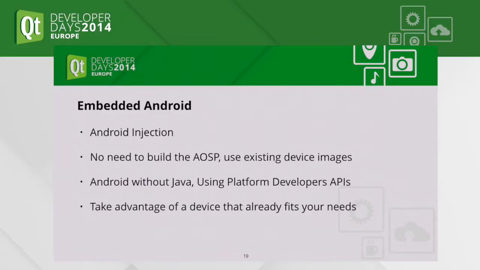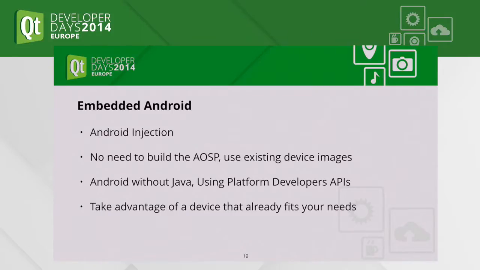On the embedded Android side, we do what we refer to as Android injection. Rather than building up a full stack using the Android Open Source Project, we can take existing Android devices, maybe just your phone, and convert that into a Boot to Qt image. So we change the services that are booted up and inject the Qt middleware layer onto that, and that device then becomes a Boot to Qt device that you can use for your own purposes.